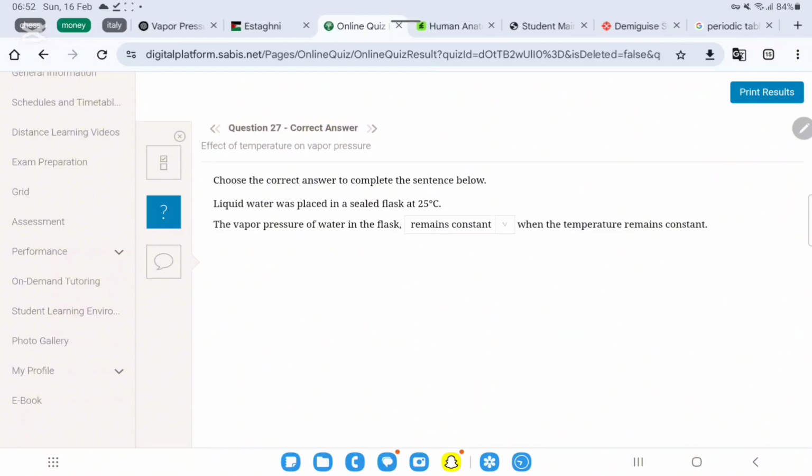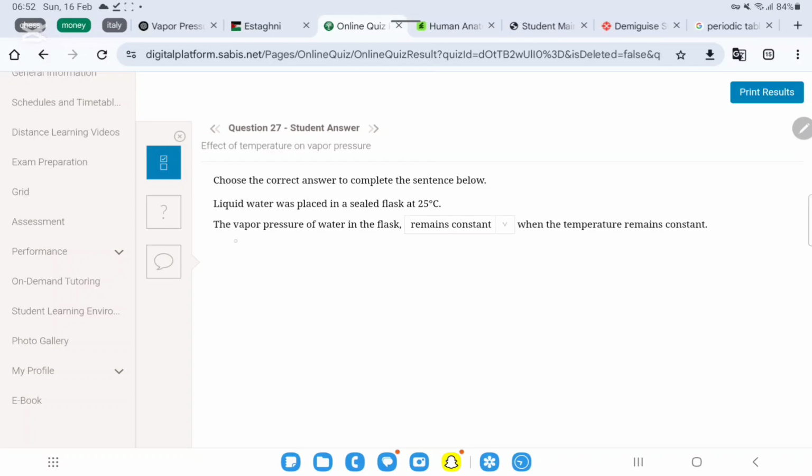This question, the vapor pressure of a water flask blank when the temperature remains constant. We know that pressure is also directly proportional to temperature. So when temperature stays constant, pressure remains constant too. So vapor pressure of water in the flask remains constant when the temperature remains constant.